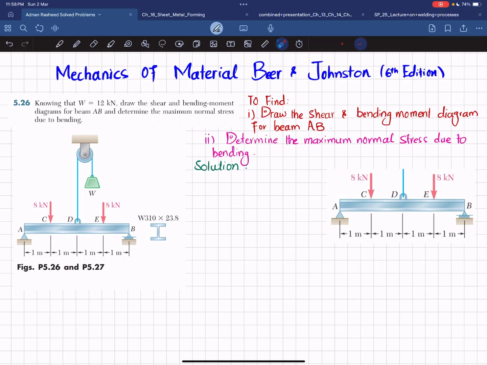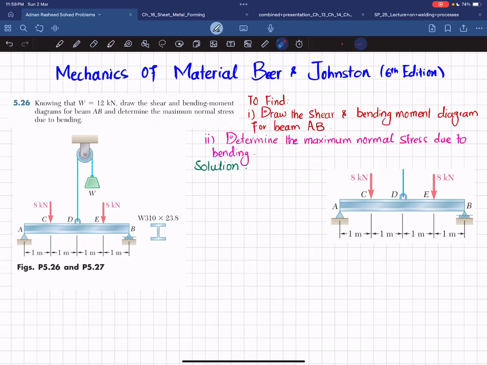In this video, we are going to solve problem 5.26 that is taken from Mechanics of Materials, Beer and Johnston, 6th edition. The statement is: knowing that W is 12 kilonewton, draw the shear and bending moment diagram for beam AB and determine the maximum normal stress due to bending.